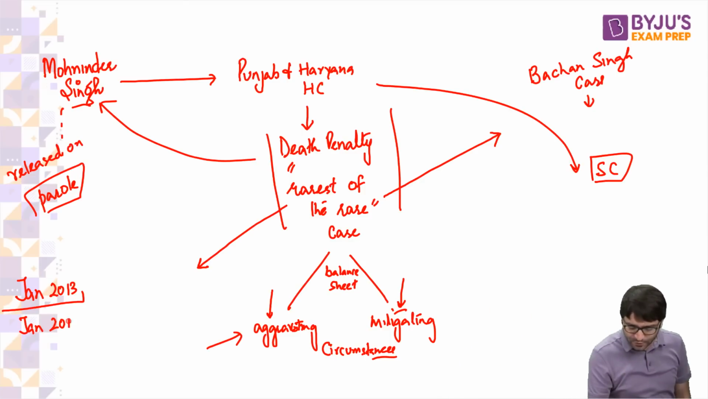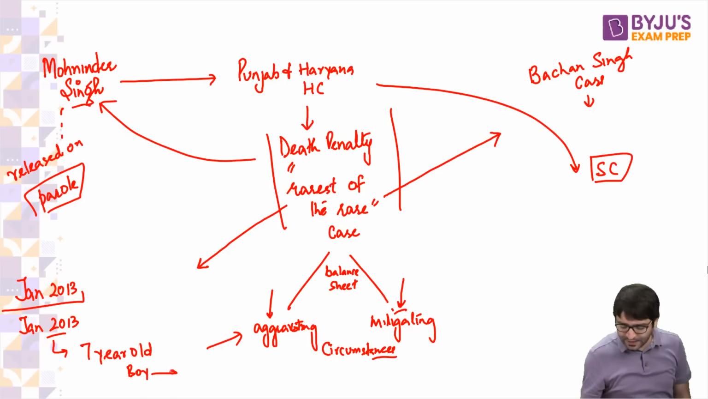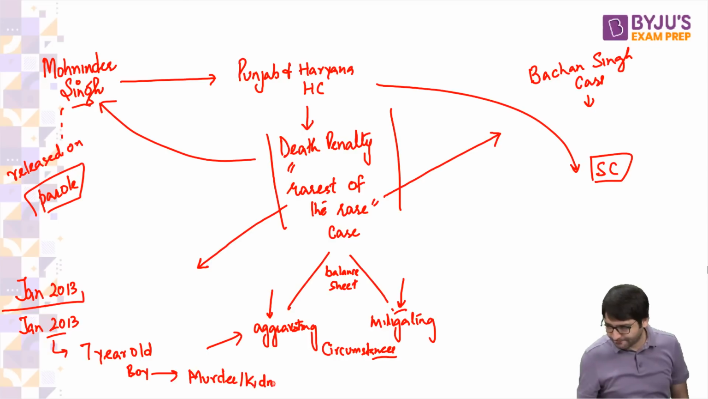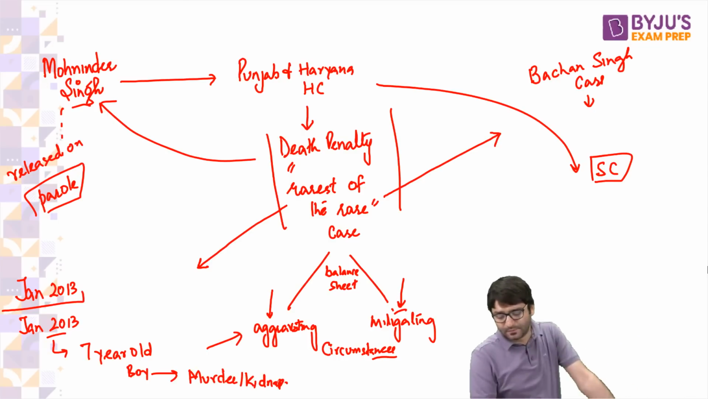again January 2013, the same judge is hearing another case of murder and kidnap. A 7-year-old boy was murdered. He was first kidnapped and then murdered. Now the same judge is hearing this case.